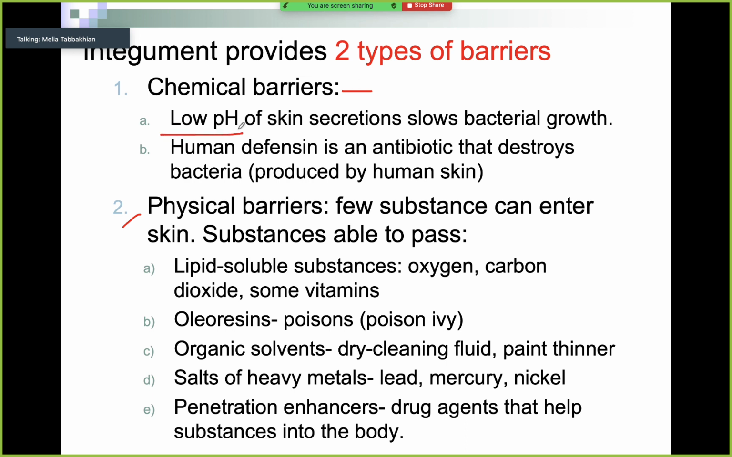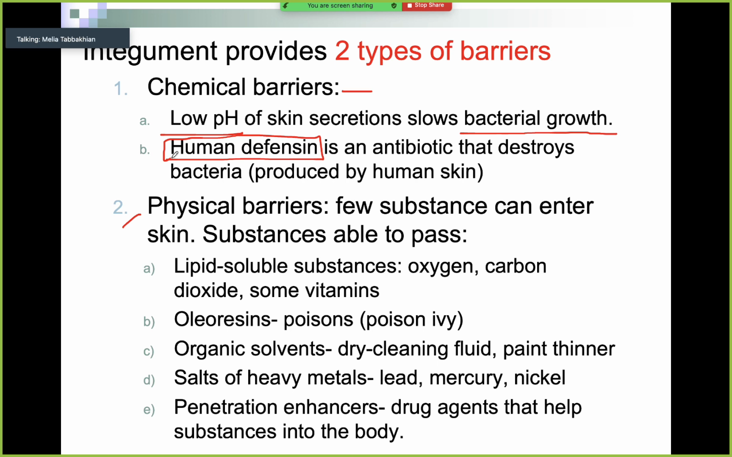And low pH, if you remember from the first lecture, low pH means acidic. When you have acidic secretions, bacteria don't like that. And so really you're inhibiting bacterial growth. Your skin also secretes its own antibiotic called human defensin. Make sure you know this name. And human defensin is an antibiotic that, like the name states, fights against bacteria. So the skin essentially, in two different ways, fights against bacteria with its low pH and its human defensin.